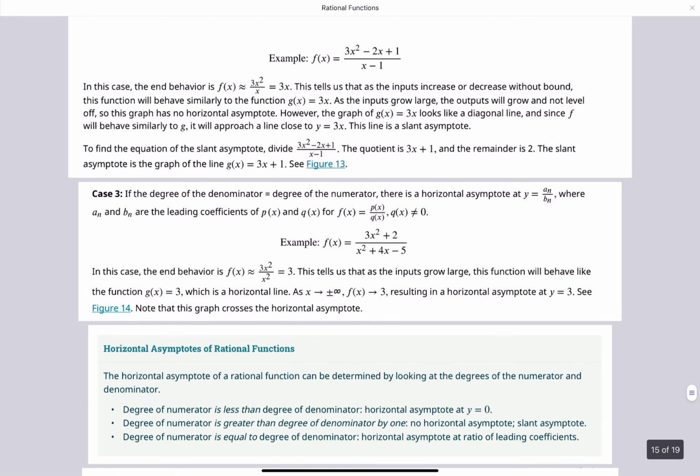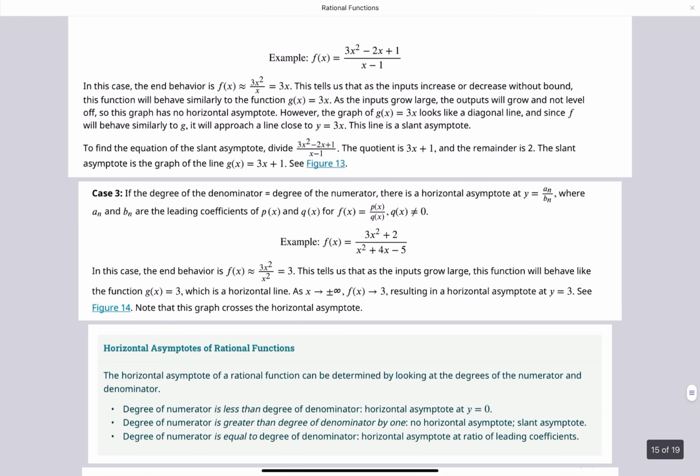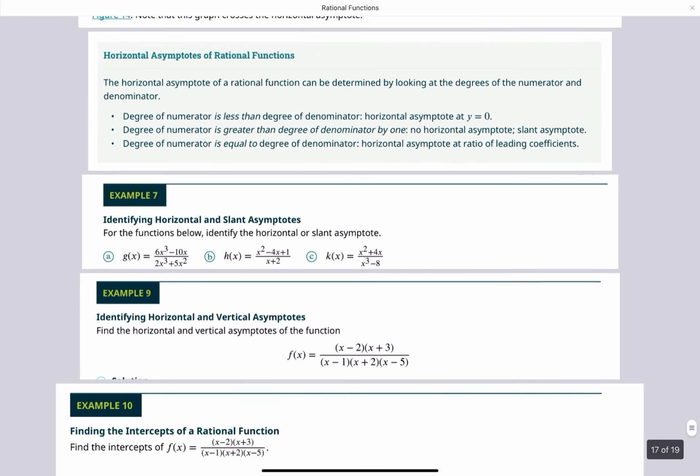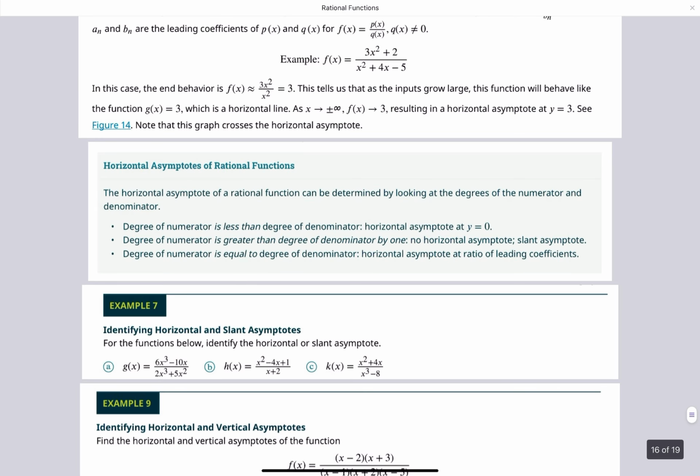If the degree of the denominator equals the degree of the numerator, then there's a horizontal asymptote at y. So 3x squared divided by x squared is simply just 3, right? And that is your horizontal asymptote, which is pretty straightforward as well. We only have these 3 examples left and we're done. So if you want to memorize this, go ahead. If you understand it, then that's it.